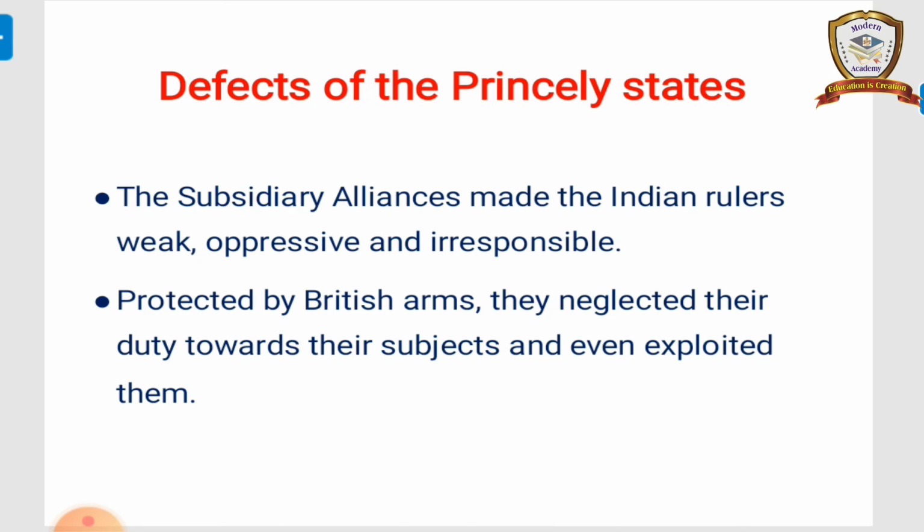Defects of the princely state system. The subsidiary alliance made the Indian rulers weak, oppressive and irresponsible. Protected by British arms, they neglected their duty towards their subjects and even exploited them.